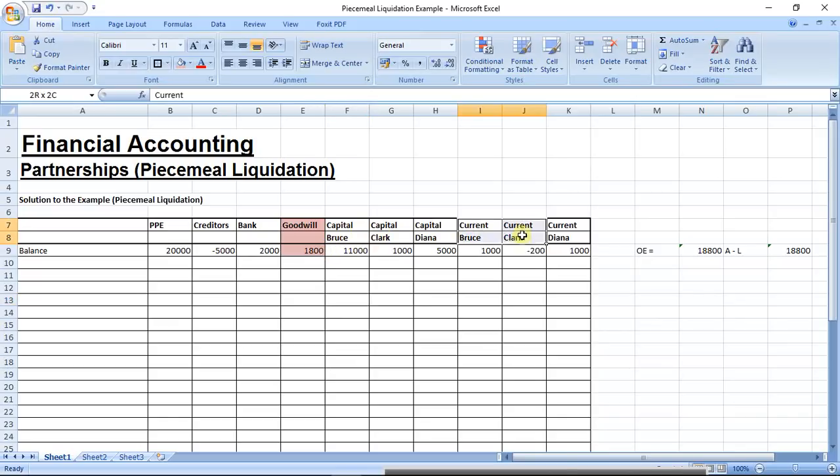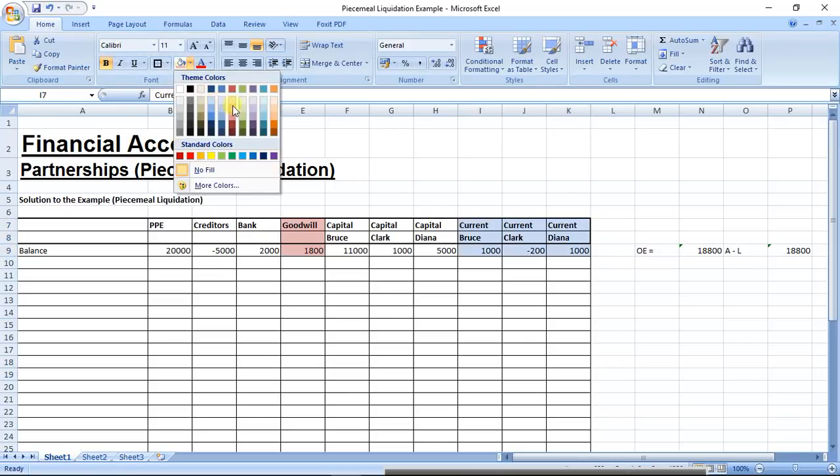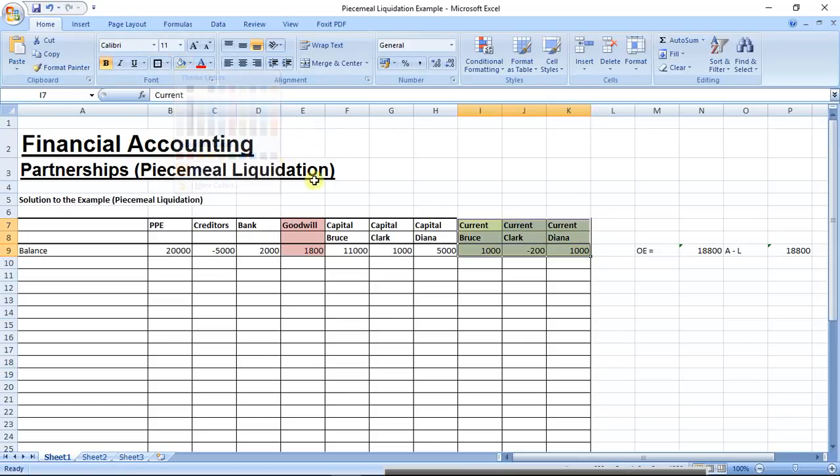Then we've got current accounts as well. Are those accounts going to stay open? No, those accounts need to be closed off as well, because the only accounts that should be open are the capital accounts for each of the partners, because that represents their ownership. So step number 1 is to close off the current accounts. So I'm going to close off the current accounts.